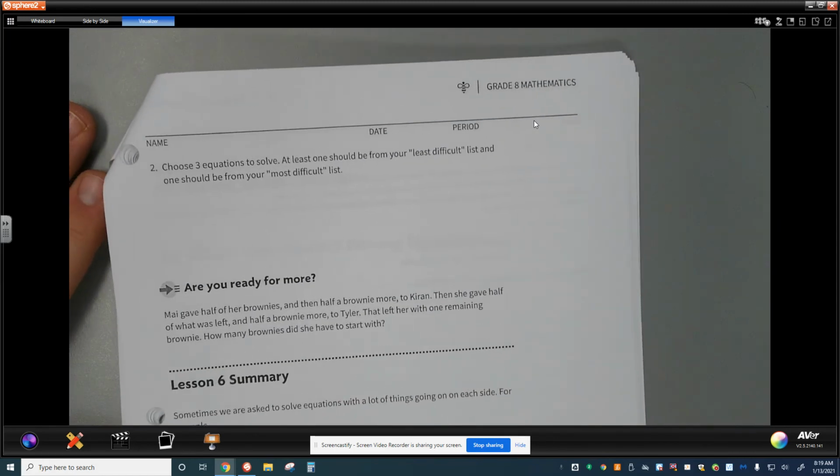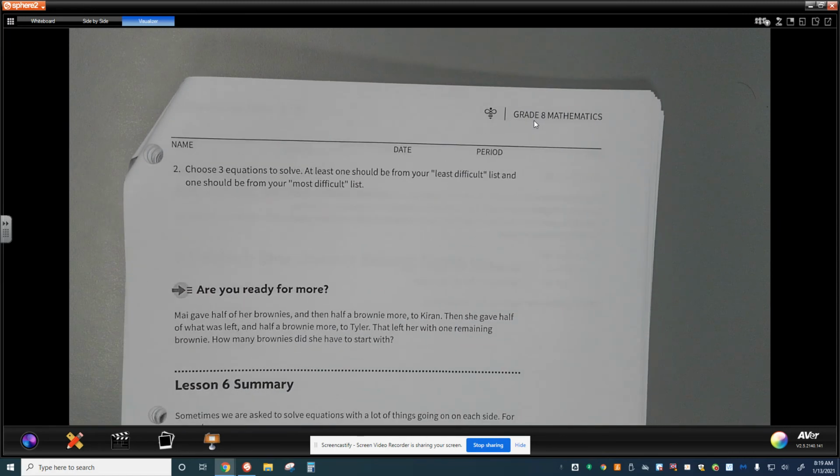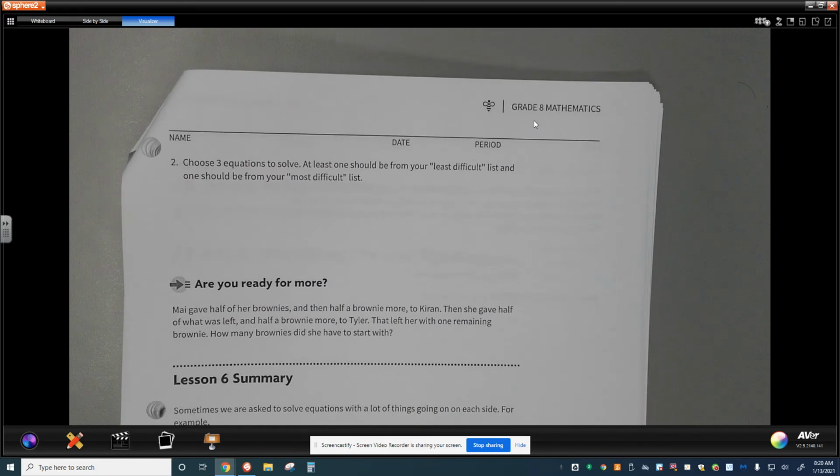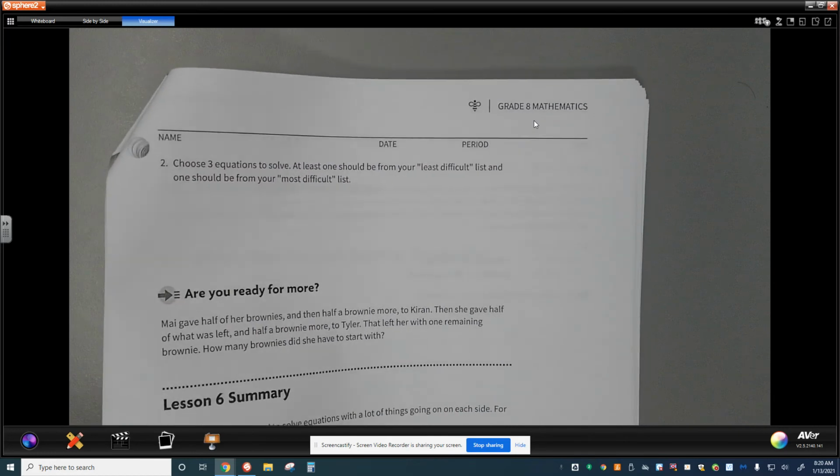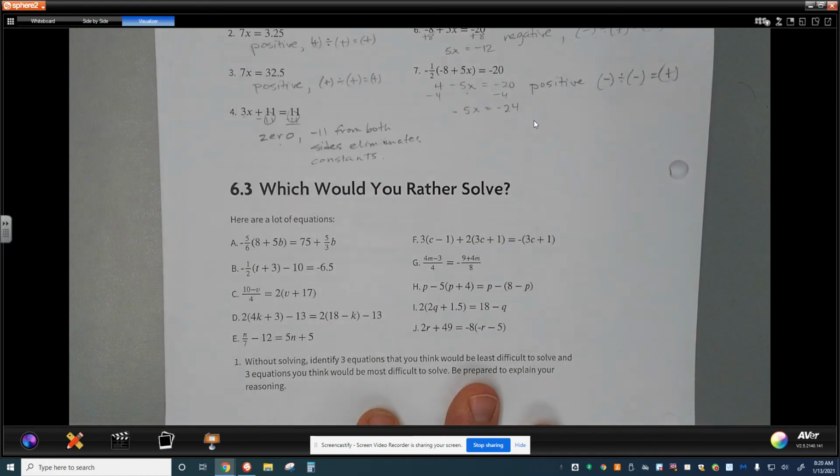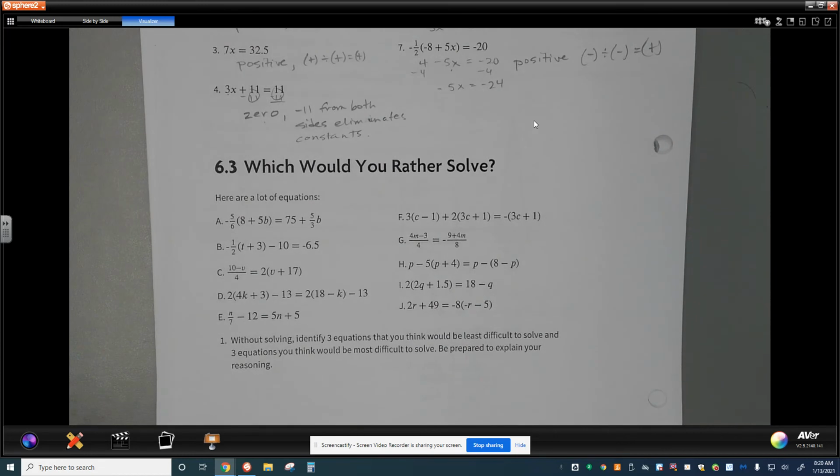What I would like for what you are going to do today is you have to choose 3 of them to solve. At least one should be least difficult and one should be most difficult, and you pick the third. I am expecting to see these as part of your assignment. You'll need to take a picture of them, solve them on a piece of paper, and then send me a picture of them so that you can prove to me that you did these. So that's going to be a part of your homework today. Choose 3. And that's what you're going to spend the remainder of your time doing for classwork today.